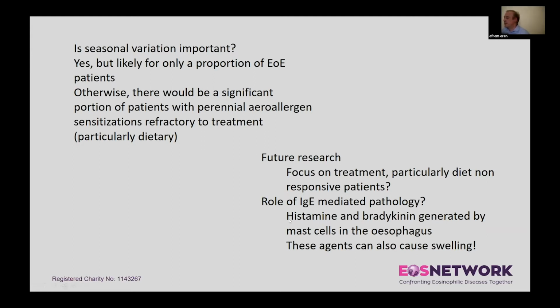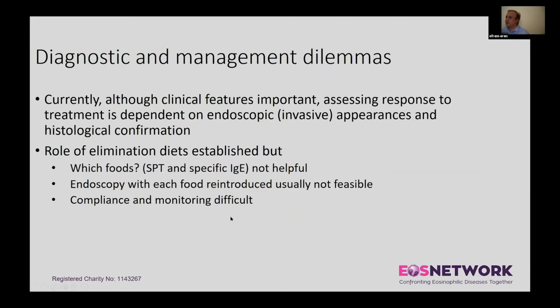So histamine is an important chemical that causes swelling. If you have hives, you get swelling on the skin. That's mediated by histamine. There's another chemical called bradykinin that mast cells can generate, and that's very important in swelling, something we call angioedema. And could that be going on in the esophagus as well as the eosinophilic inflammation? And that's something we're interested in. We want to look at after COVID, when research gets back to normal. But certainly that might be a possibility too.